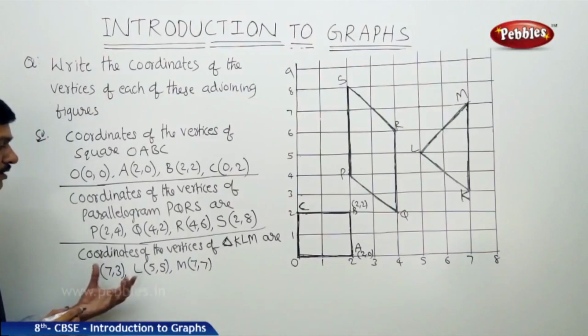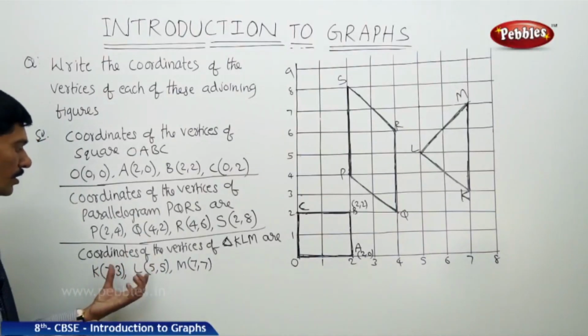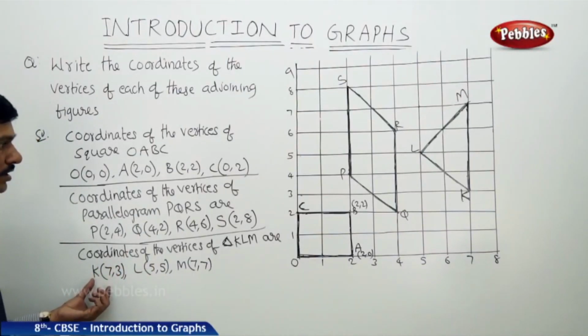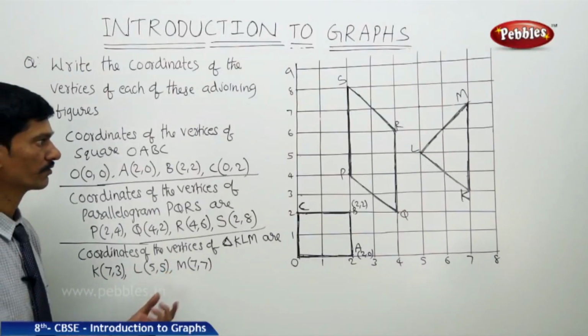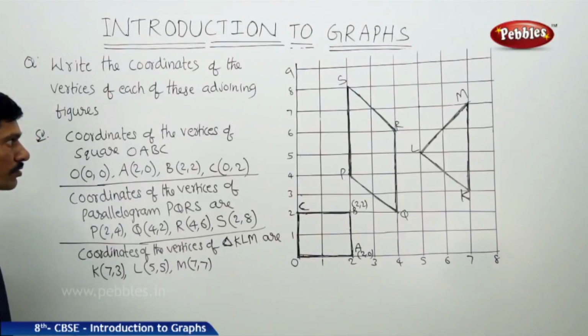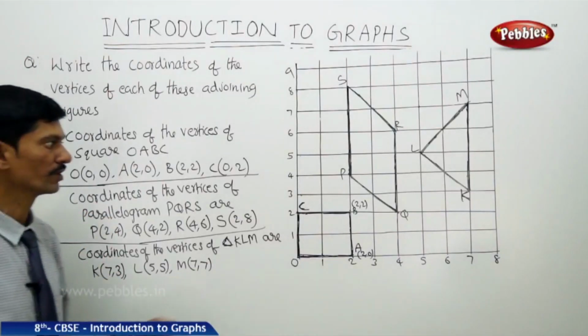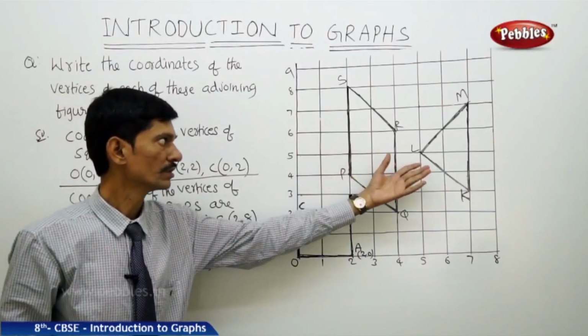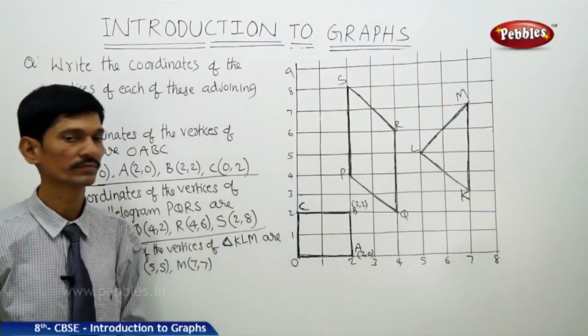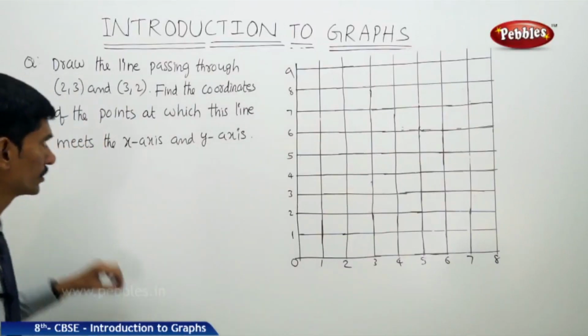So the coordinates of the vertices of triangle KLM are K 7, 3, and L 5 comma 5 and M 7 comma 7. So these are the coordinates of the vertices of a square and a parallelogram and a triangle KLM. Let us solve the next question.